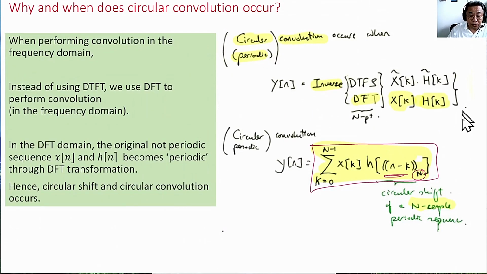Alright, in the next few slides, I'll give you an example of circular shifting for the same example.